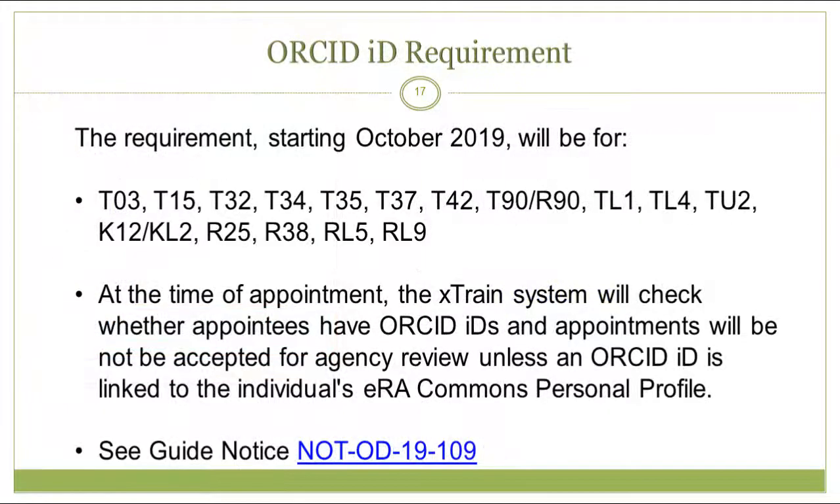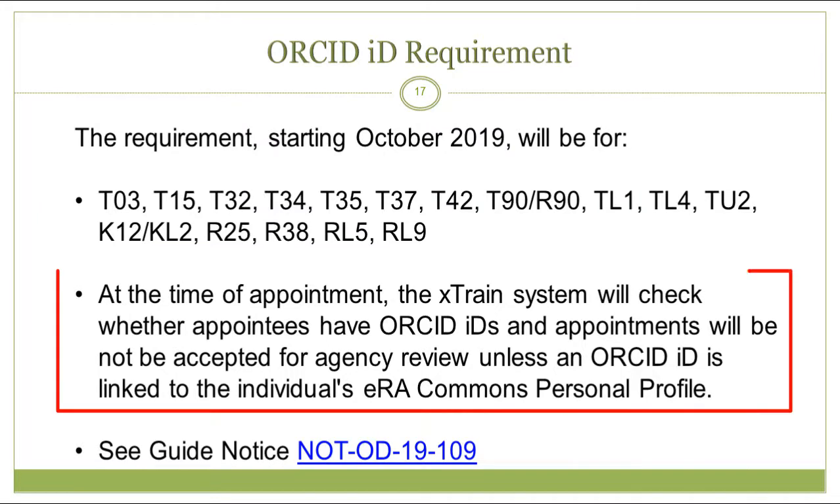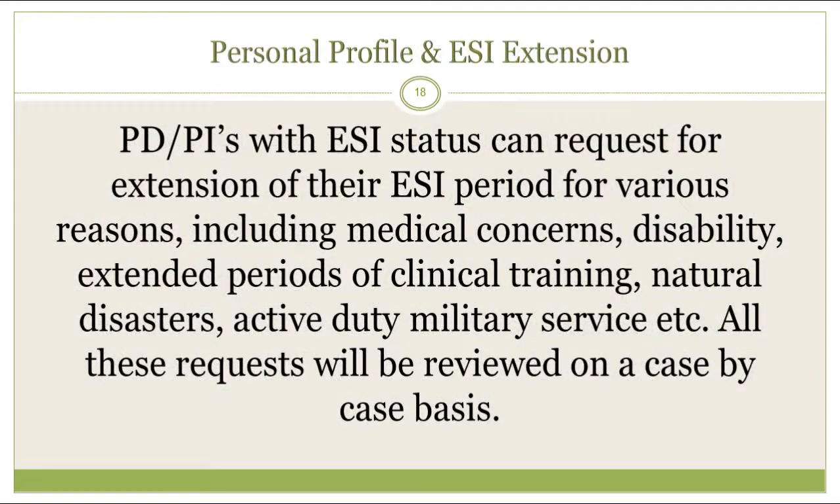Since October 2019, we have been requiring that appointees being appointed through our Xtrain system on all of these activity codes, training grants, are required to have an ORCID ID, and they need to be connected in their individual eRA Commons personal profile. So there's a guide notice here that you can go into and look at. And also, the slide that we just showed you had the ORCID link, and all of those trainees need to have an ORCID ID. Thank you, Scarlett.